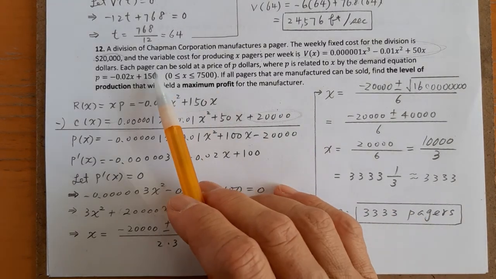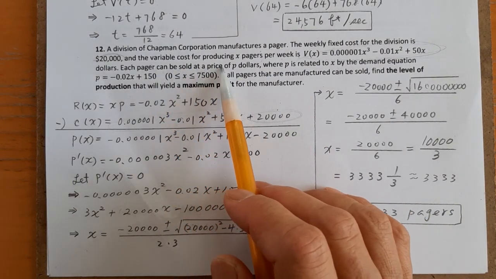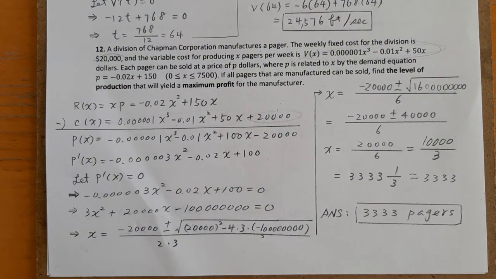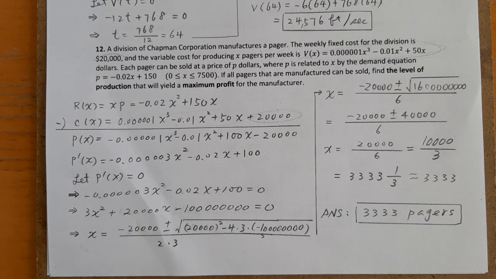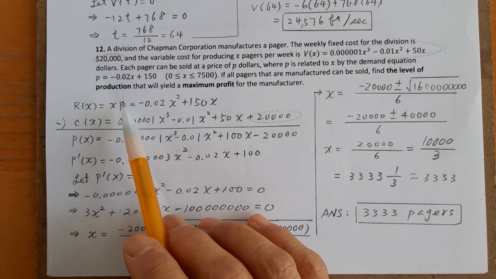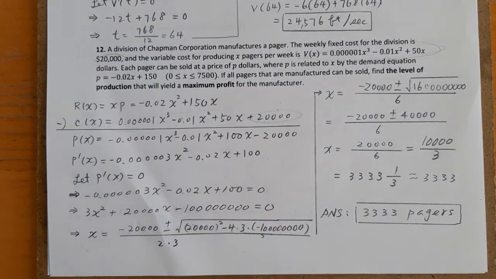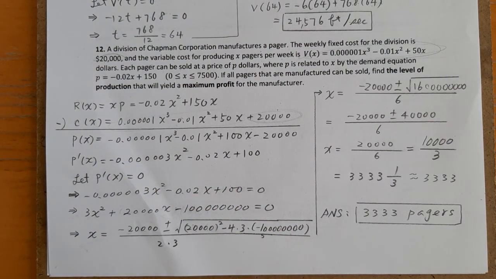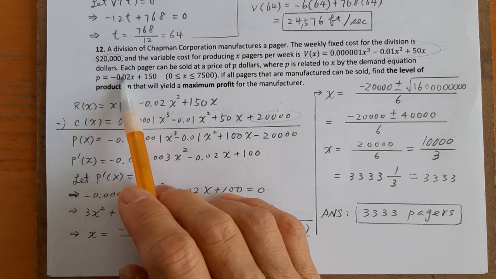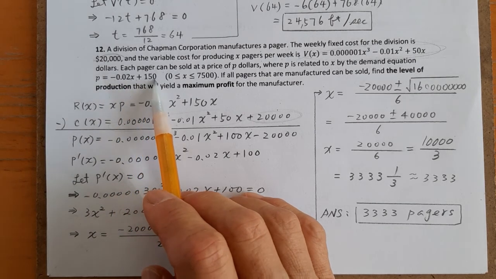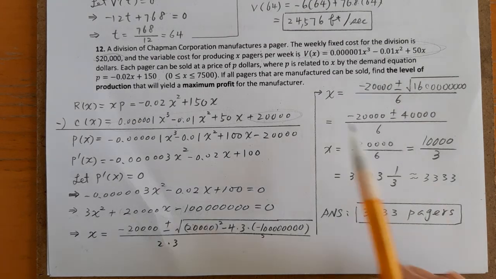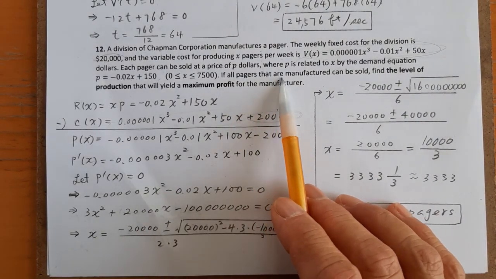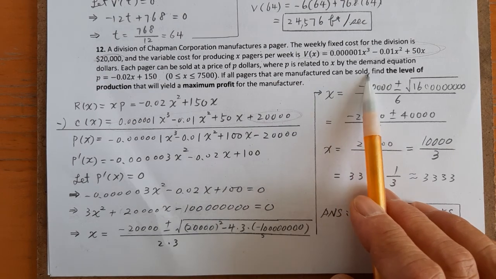And each pager can be sold at a price of $p, where p is related to x by the demand equation. This is the demand equation. P is the unit price, x is how many demanded, equal to negative 0.02x plus 150. x is how many pagers are demanded. If all pagers that are manufactured can be sold.